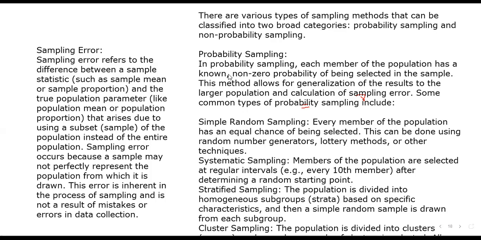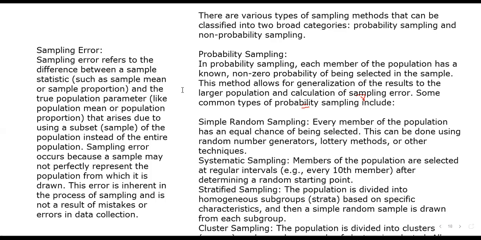We have stratified sampling, where the population is divided into homogeneous subgroups, which we call strata, based on specific characteristics. Then the sample is drawn from each of those strata. We also have cluster sampling, where the population is divided into cluster subgroups. You select a simple random sample of the clusters, and all the members within the selected clusters will be included.